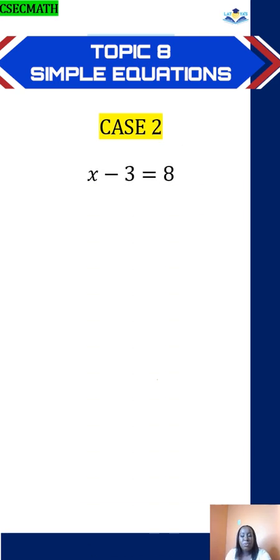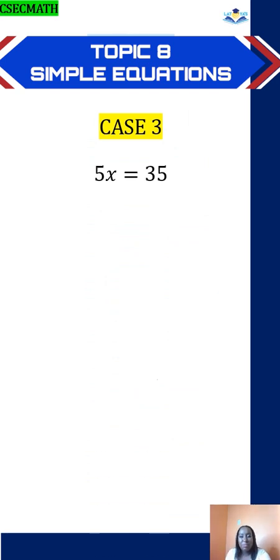Case 2, x subtract 3 is equal to 8. I want to solve for x. I'll leave everything that has x on this side and take everything that doesn't have x on the other side. After the equal sign, I already have 8. This negative 3 becomes positive 3. So the value of x is going to be 11.